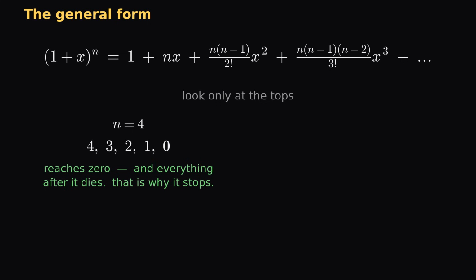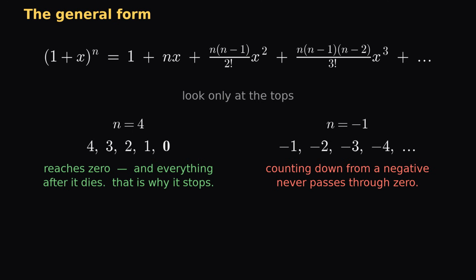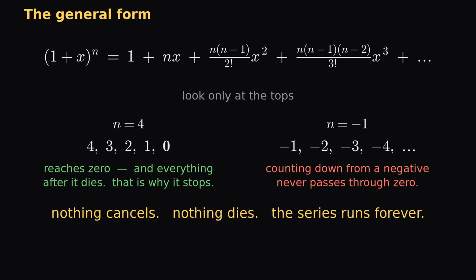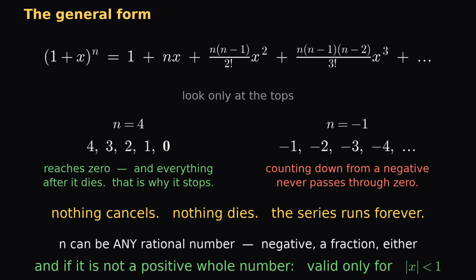Now let n be any rational number. Negative, a fraction, either. If n is minus 1, the chain runs minus 1, minus 2, minus 3. Counting down from a negative number never passes through 0. Nothing cancels. Nothing dies. The series runs forever. And a sum that runs forever is only worth anything if it converges, which is why this version carries a condition. The size of x has to be less than 1.